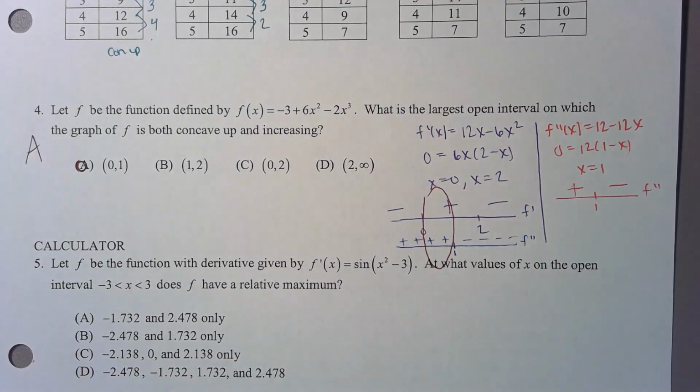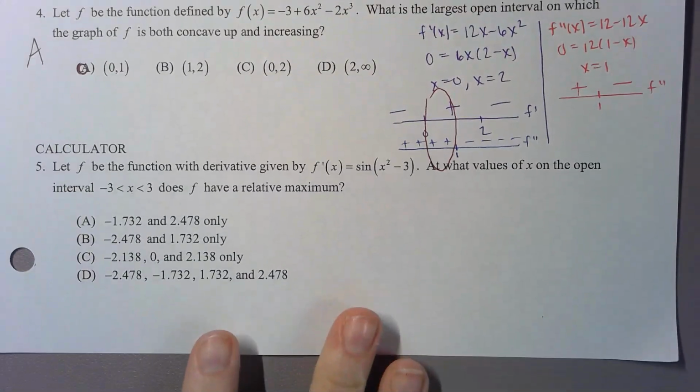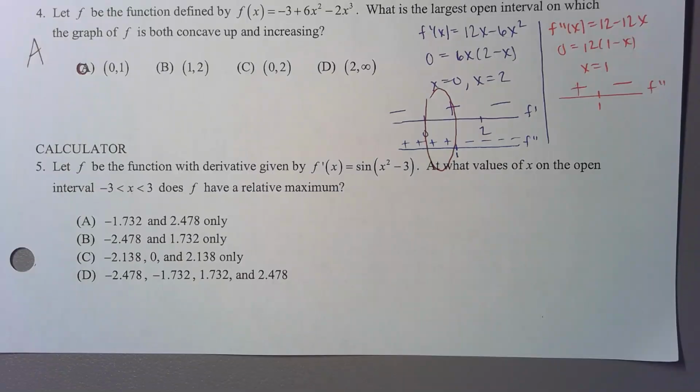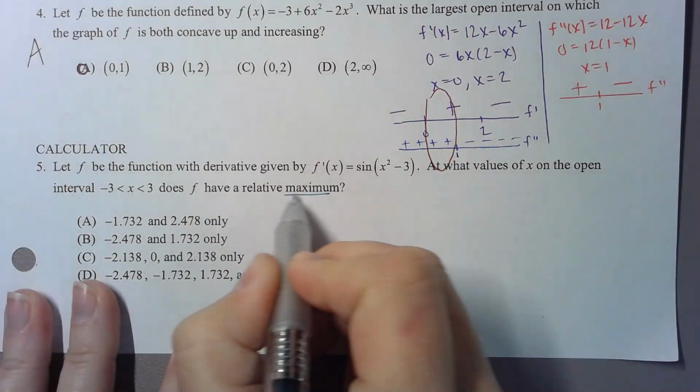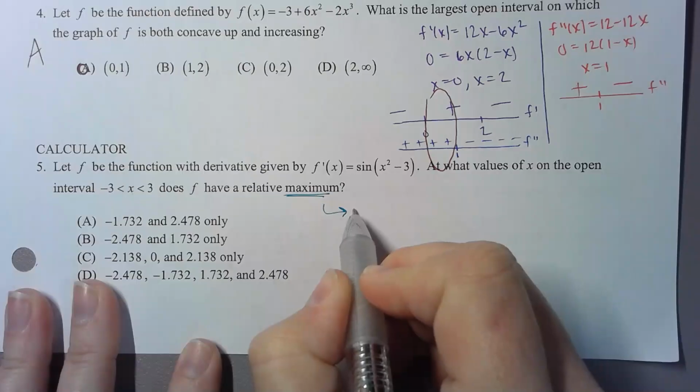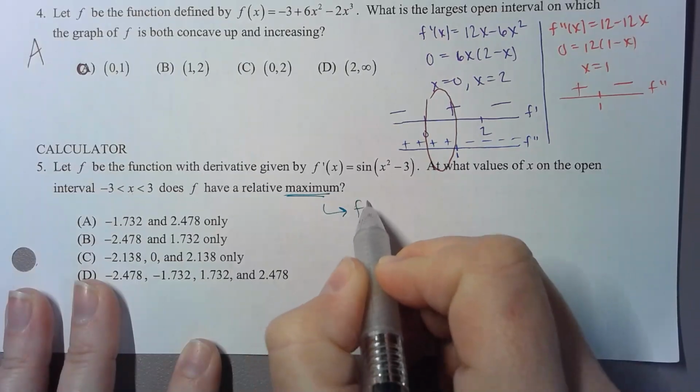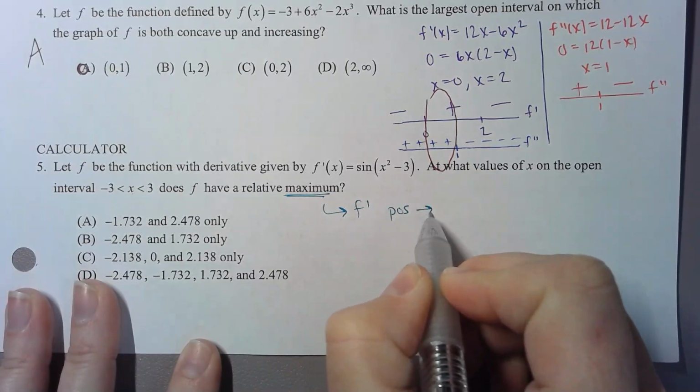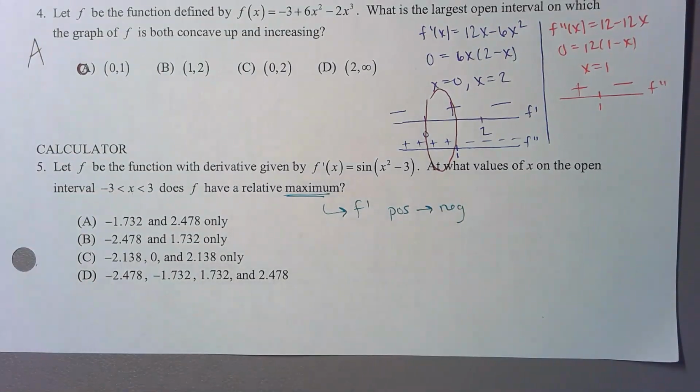Good. All right, let's grab a calculator. Mine's sitting right here. We're going to make sure that calculator's in radians, which it is. So, question 5, they are giving us the first derivative, and they would like to know when the original has a relative maximum. So we're going to look to see when the first derivative changes from positive to negative.